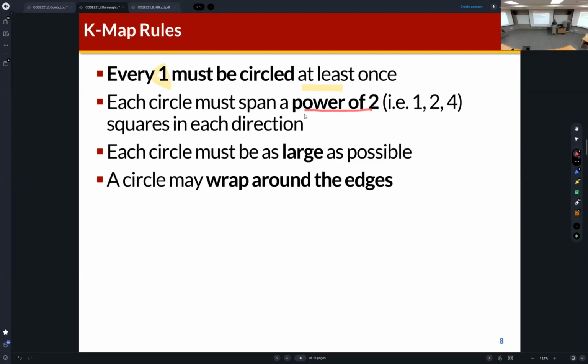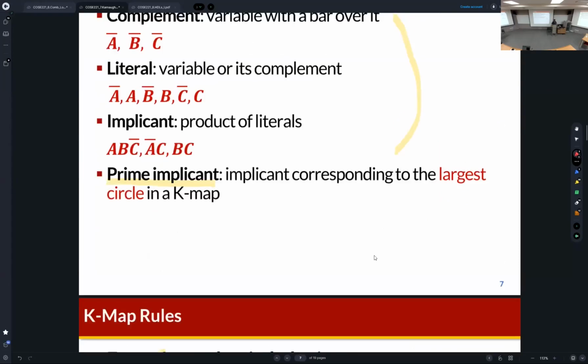And then each circle must span a power of two. It's also important. I explained that we cannot include the ones like this. Okay, it's not allowed. So each circle must span a power of two. It means 1, 2, 4, 8, something like that, in each direction. Each circle must be as large as possible. So what does that mean?